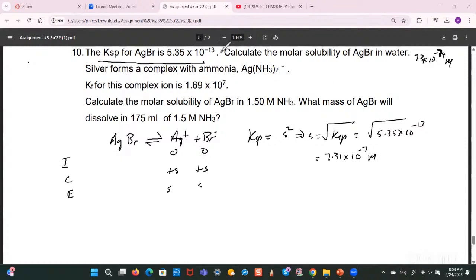So I must apologize. I should have divided the questions into several parts. This would be the A part, this would be the B part, and this would be the C part. All right, so let's go along with that. All right, now let me erase this part right here.